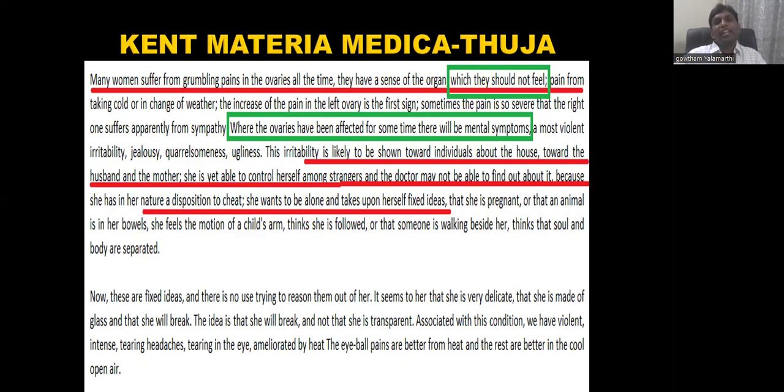When the ovaries have been affected for some time, there will be mental symptoms. See this. Whenever the ovaries are affected, then there arise mental symptoms: a most violent irritability, jealousy, quarrelsomeness, ugliness. All these arise from there. This irritability is likely to be shown towards individuals about the house, towards the husband and the mother.